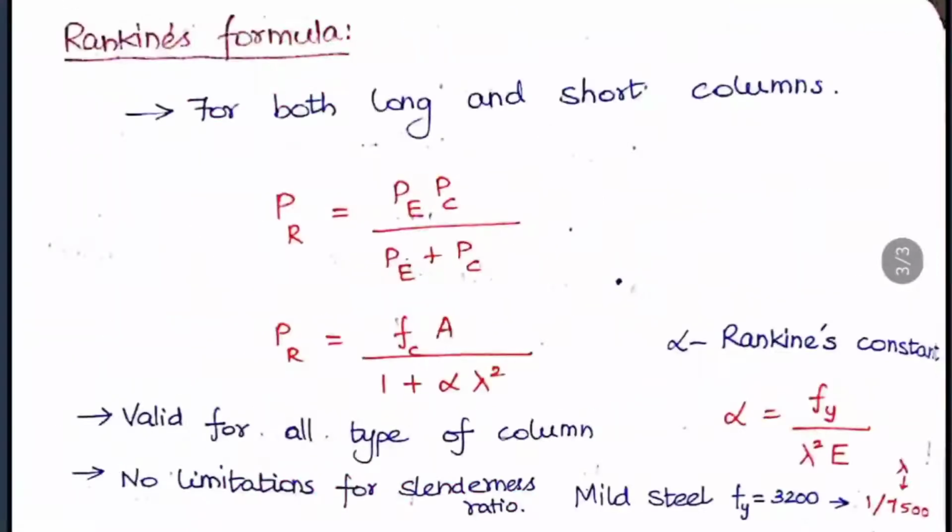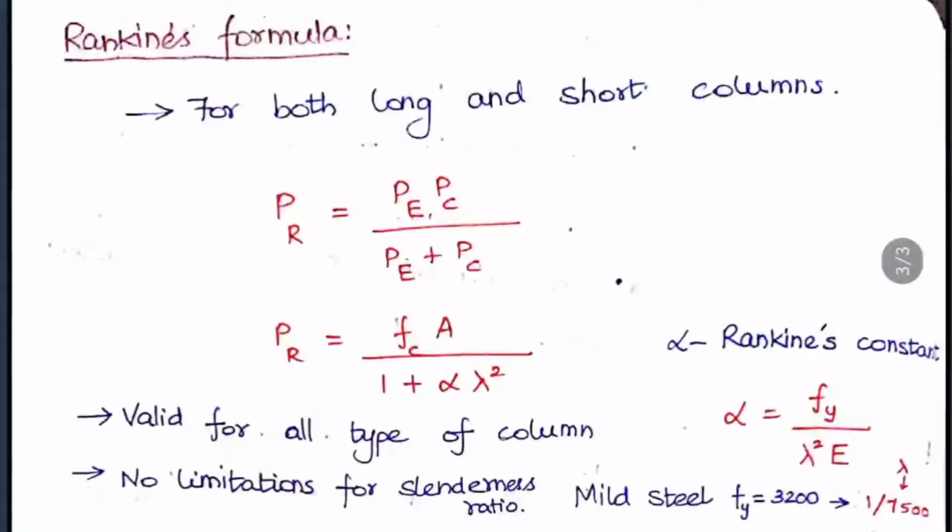And then Rankine's formula, this is used for both long and short columns, whereas Euler's theory is used for only long columns, okay. So here the formula is PR equal to PE PZ by PE plus PZ, where PE is the Euler's critical load and PZ is the direct crushing load of that column. So you can substitute the values directly and find the Rankine's load, and here PR is also expressed as FC A by 1 plus alpha lambda square.